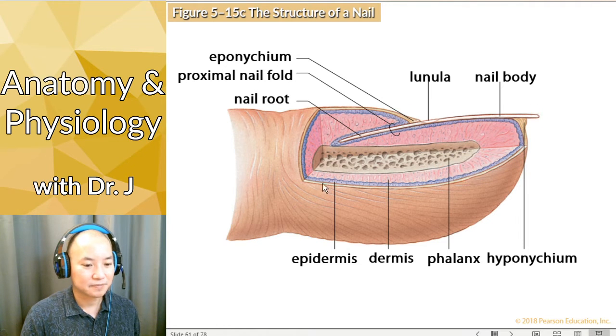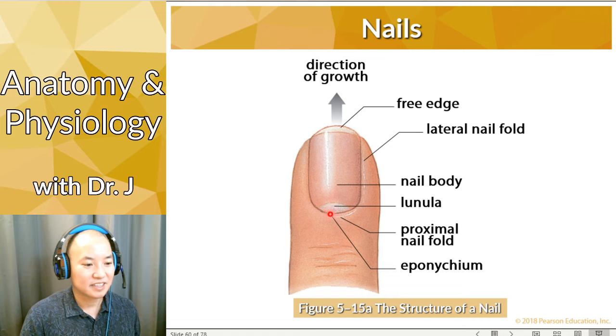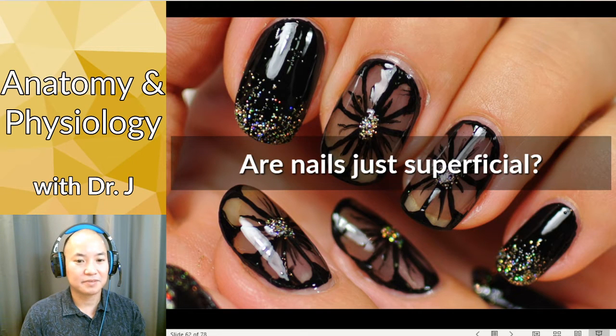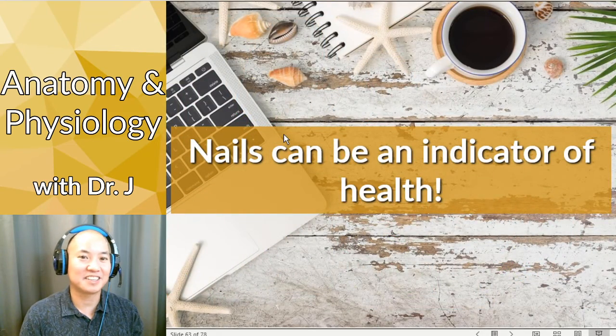of your nail. Now this eponychium is that little fold of skin that covers the base, the root of your nail. And this hyponychium is the fleshy part right below the edge of your nail. We all have nails, and we've always seen amazing nail art, but our nails aren't just superficial things we trim every so often to keep them manageable. Nails, just like your skin, can be an indicator of health.